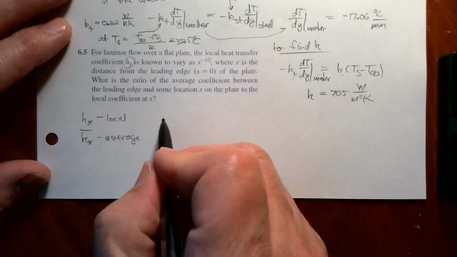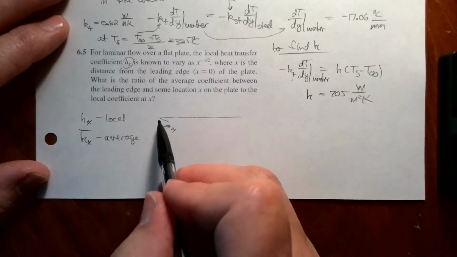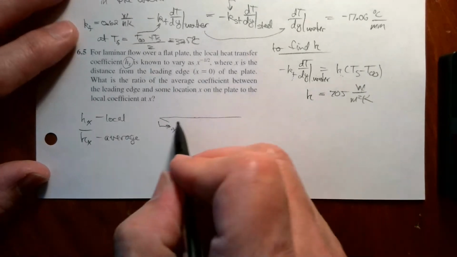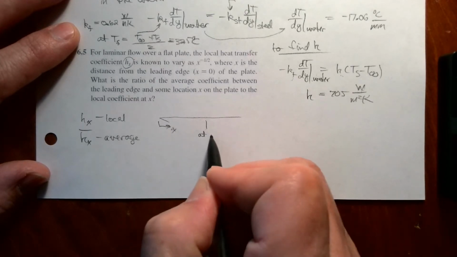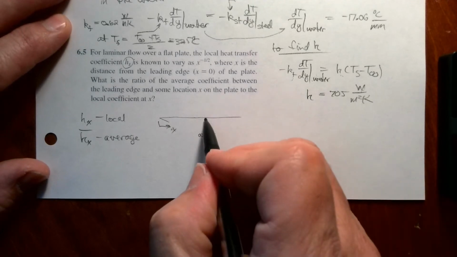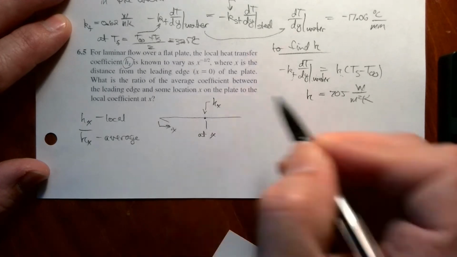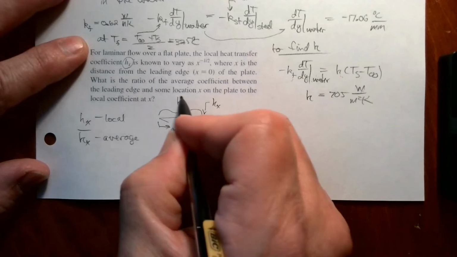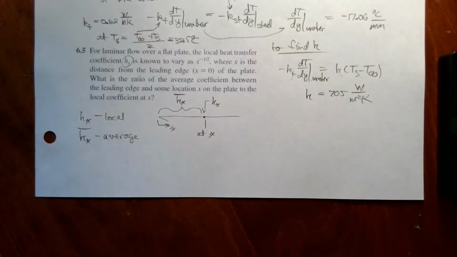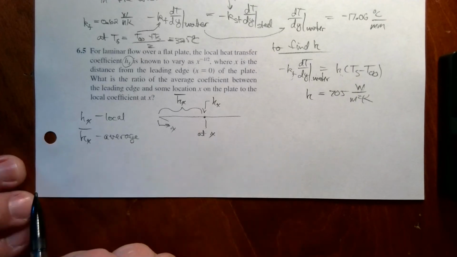Okay, so here's the leading edge, X equal to 0 at the leading edge. As we move down, let's go down to here, that's at location X. At that location there's an h value, an Hx value. Between 0 and up to that point, there's an average value. So they want a general expression for the ratio of those two for any particular X.